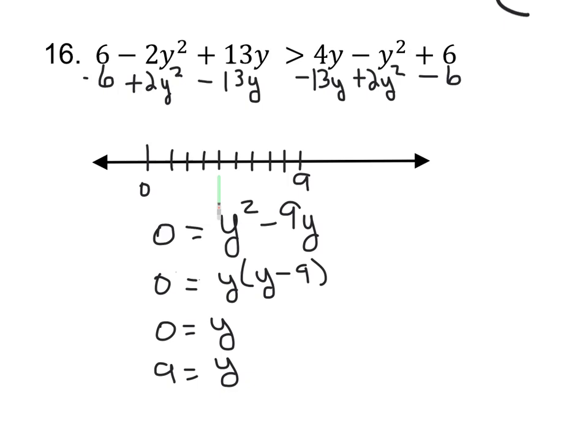The only thing these two have in common is a y, so I factored out the y. I have y times y minus 9 is what's left. These are my two factors, y and y minus 9. I set those both equal to 0, and I get y equals 0 or y equals 9.